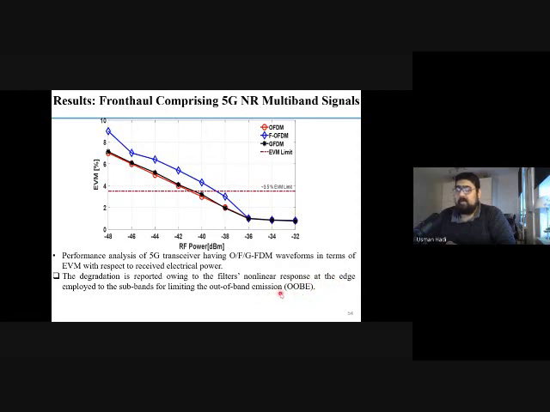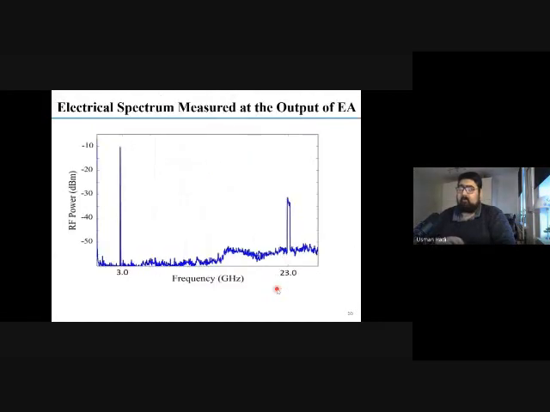You have the out-of-band emissions because you are using 815 megahertz, or 800 megahertz, or 795 megahertz, and then 23 gigahertz and 3 gigahertz. So you're using FR1 and FR2, which are the frequency ranges below 6 gigahertz and above 6 gigahertz. So there will be the out-of-band emissions causing the filter's nonlinear response.